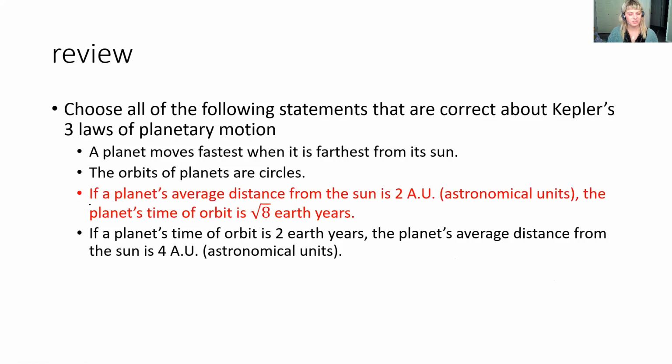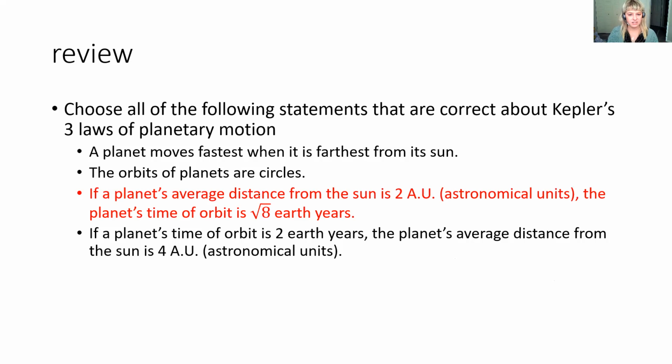The correct answer here is 3 only. The planet does not move fastest when it's farthest from the Sun. It moves fastest when it's closest to the Sun. The orbits of planets are ellipses, not circles, although they are pretty close to circles.